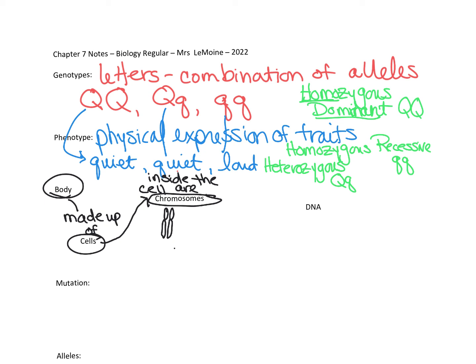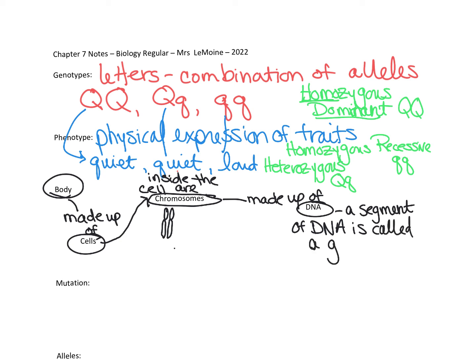Genes are just pieces of DNA. Chromosomes are made up of DNA. And when we talk about a segment, or just a piece of DNA out of all of the DNA in your body and all the DNA in those chromosomes, a segment of DNA is called a gene. So we look into your genes for information.